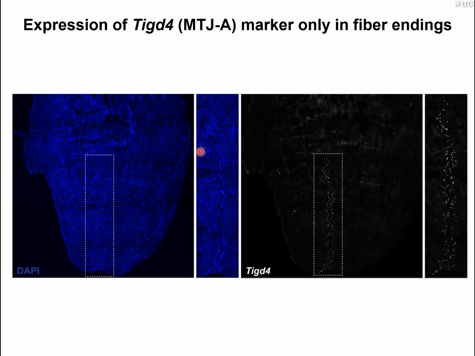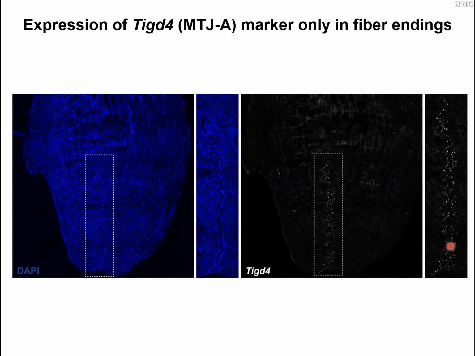myotendinous junction nuclei that are present in all myofibers. So what you are looking at here is the longitudinal section of the entire TA muscle. And on the bottom of this image is where the tendon is located. In this boxed area, you can see that the tendon is penetrating into the muscle and forming the myotendinous junction. Now, if you look at the in situ hybridization for TIGD4 on the right, you can really see that TIGD4 is expressed only at the MTJ area in the entire muscle, basically decorating the myotendinous junction area.